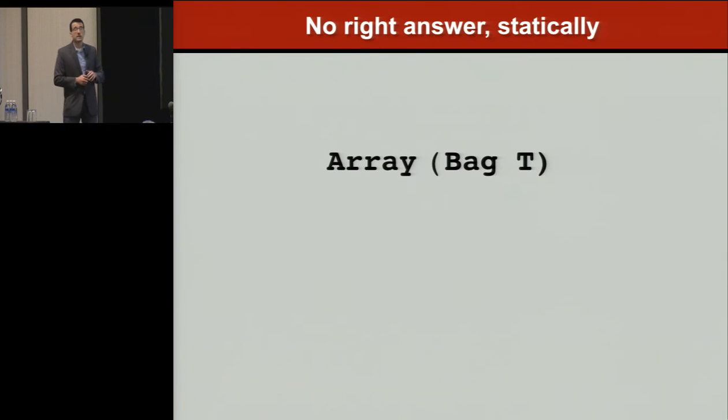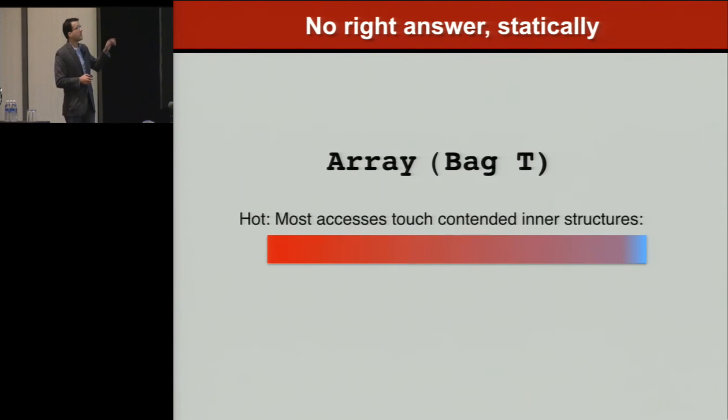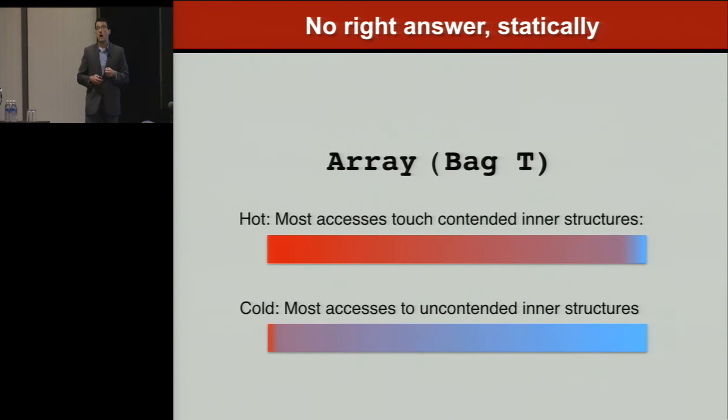So in the experiments that I'm going to present today, we vary the access pattern on data structures like this to measure how well a given combination of data structures performs given a hot access pattern, which would mean all threads converging on a single inner structure, let's say, versus a cold access pattern where inner structures have somewhat equal probability of being accessed and therefore are unlikely to be contended.